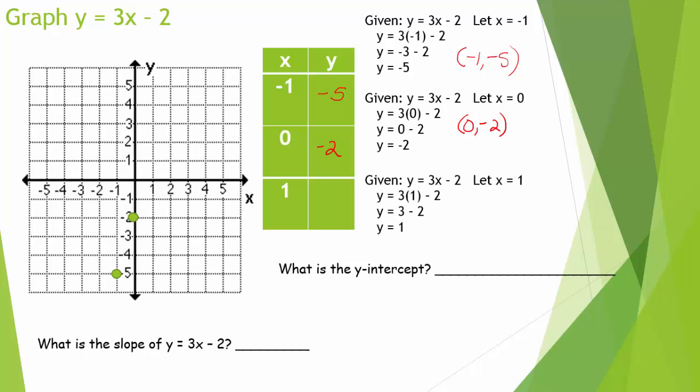Finally, I tell you to substitute x as 1 into the equation. So 3 times 1 minus 2. 3 times 1 is 3, minus 2 is 1. So (1, 1) is our next point. And in class, we then discussed the fact that once we have our pattern of points, to make sure it goes all the way across the grid.